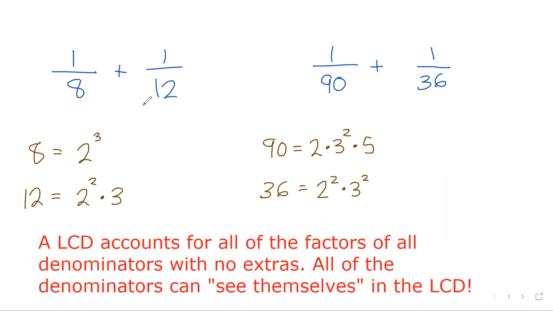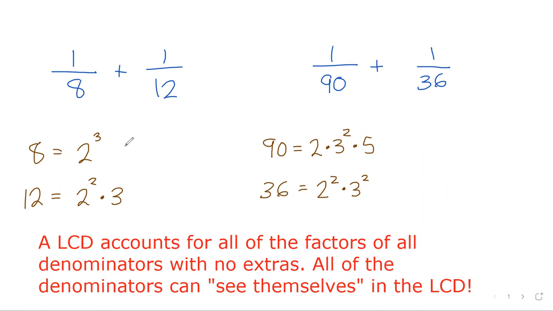For this question, 1/8 plus 1/12, I've already factored both denominators. So 8 is 2 cubed, or 2 times 2 times 2. 12 is 2 squared times 3. If you were doing this on your own, you might use a factor tree, or you might just be able to see it. A least common denominator accounts for all of the factors of all denominators. Let's start with that part.